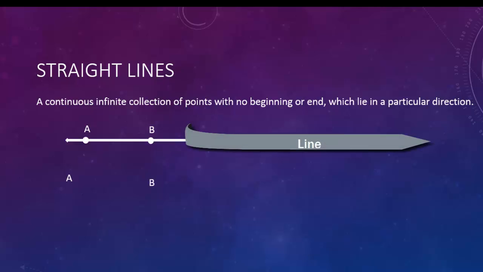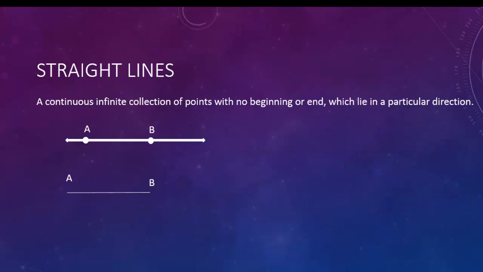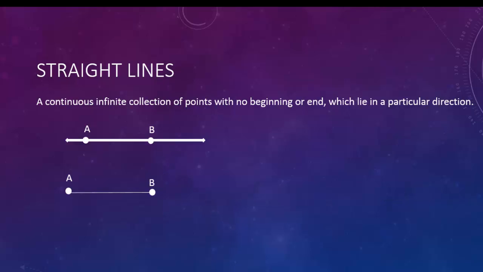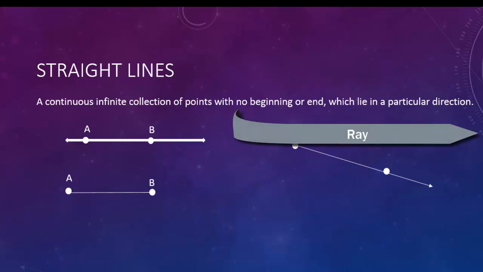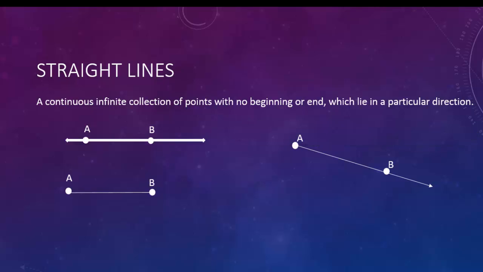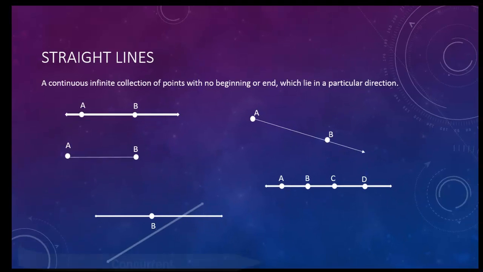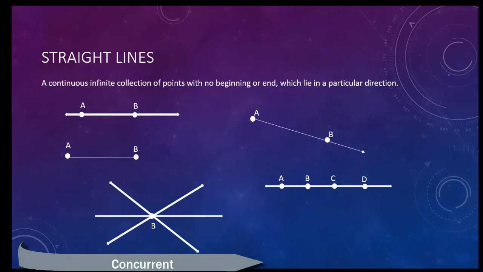A line segment is only a part of a line, as in this example. It joins 2 points, A and B, and is only part of a line AB, so we just call it a line segment, AB. A ray is a line that starts at one point and passes through others in one direction forever. So we would say that AB in this case is a ray. If 3 or more points lie on a straight line, we say that the points are collinear. And if 3 or more points intersect or meet at the same point, we say that they are concurrent.